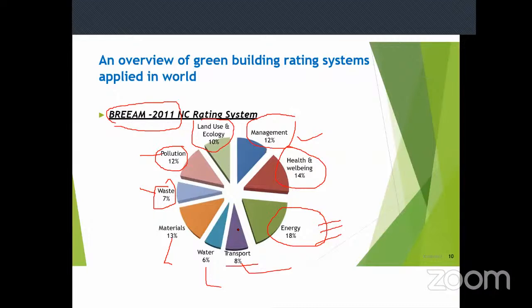So such type of thinking, such type of planning, different thinking in planning you can do, and you can minimize the natural resource requirement as well as the pollution. So these parameters, more or less the percentages are the same for all the rating systems. Okay. Do you have any doubt in that?